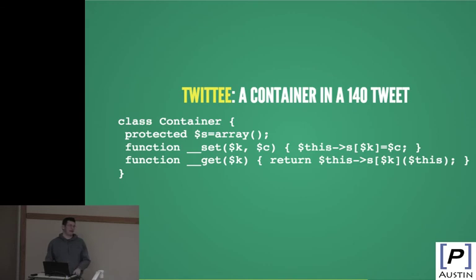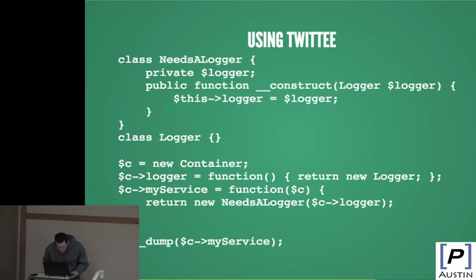The function is executed and then you get your dependency back. Actually, in this particular case, you don't store the fully formed dependency back into the container. There's not enough room in a tweet to have that caching functionality. So to use Twittee, you've got something that needs a logger here.